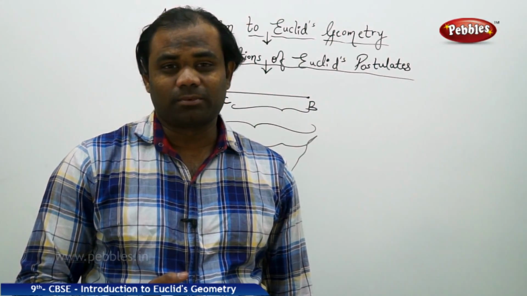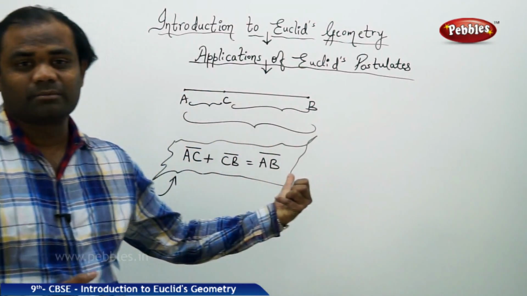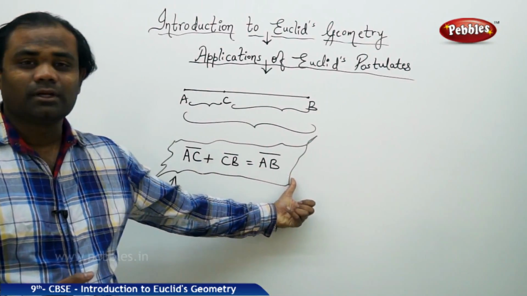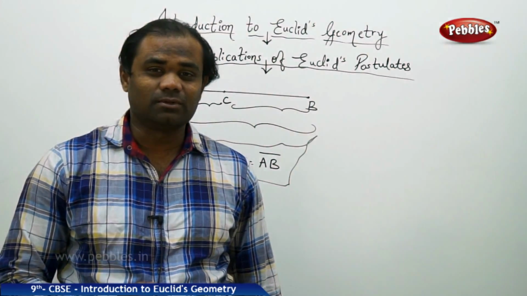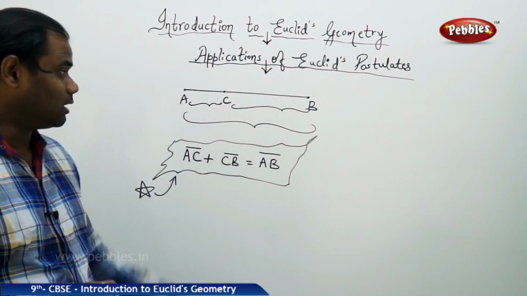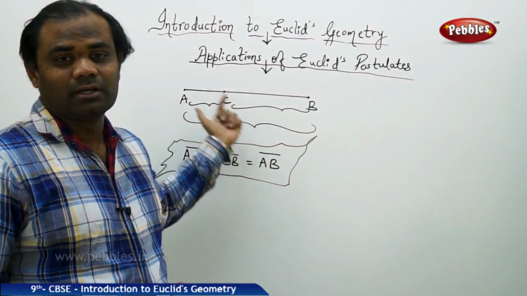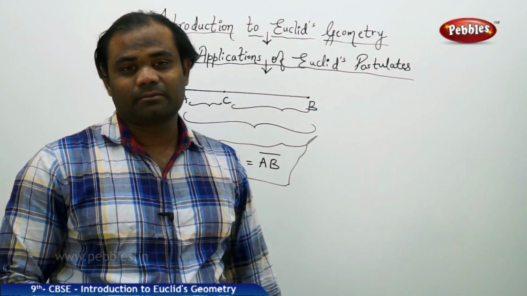This shows the significance of Euclid's postulates in the branch of mathematics. The property AB plus BC will always be equal to AC if the 3 points A, B and C are on the same line, as given here. A, B and C are on the same unique line.